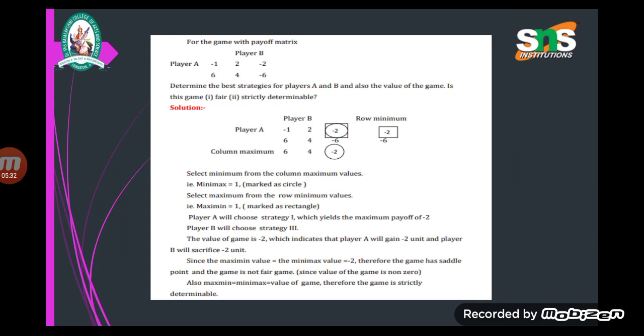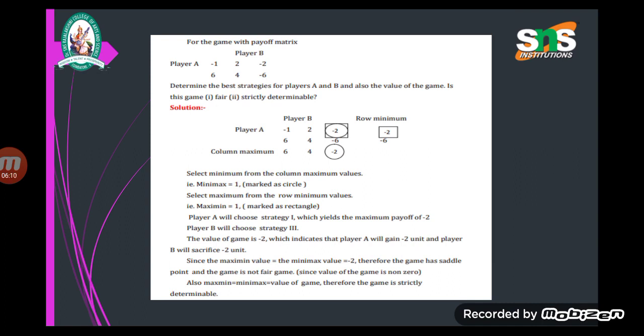That is marked with a rectangular symbol. In the column maximum, we are going to select a maximum value. For -2, 6, the maximum value is 6. For 2, 4, our maximum value is 4. Of these maximum values, we are going to select a minimum value. Selecting the minimum from the column maximum values is known as the minimax. Selecting the maximum from the row minimums is known as the maximin.